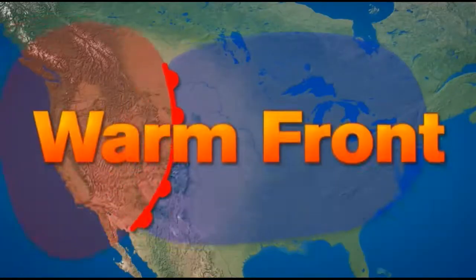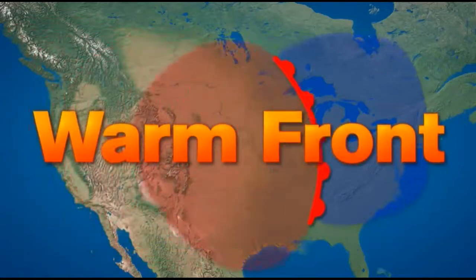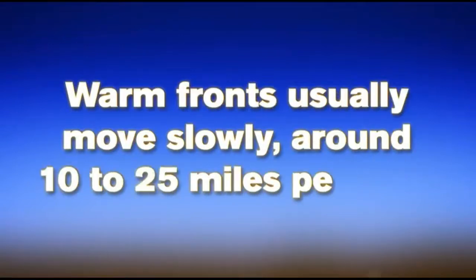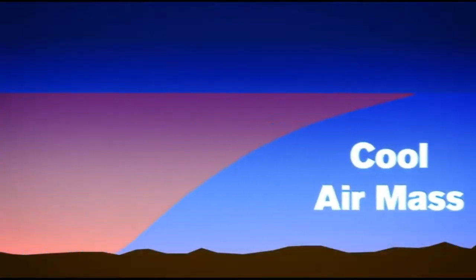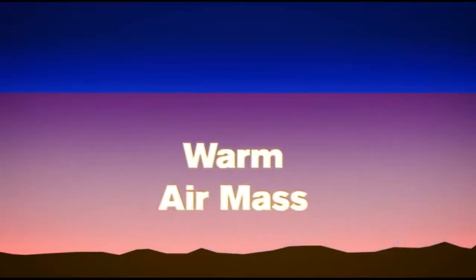A warm front occurs when a warm air mass overtakes an air mass of a colder temperature. Warm fronts usually move slowly, around 10 to 25 miles per hour, and have a gradual slope that will slide over the top of a cooler air mass and move it out of the area.